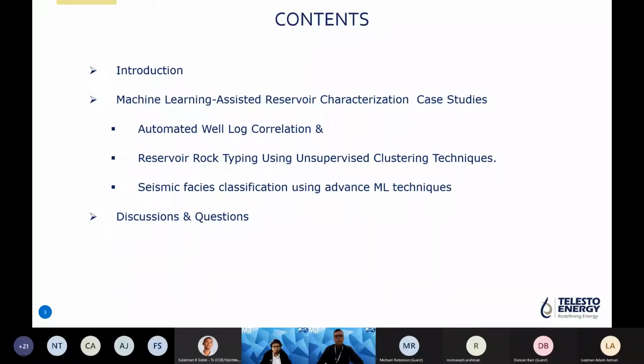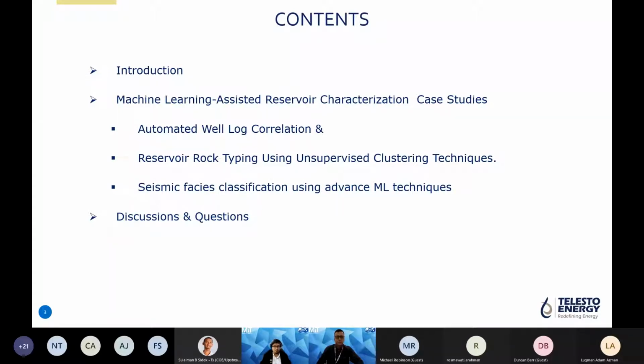Today's talk is going to be on 3 case studies. What we are trying to show here is how we have successfully applied machine learning concepts in real field examples, and these are a complement to conventional approaches that are practiced in the day-to-day activities that a geoscientist performs.